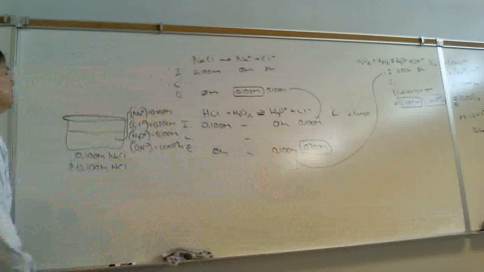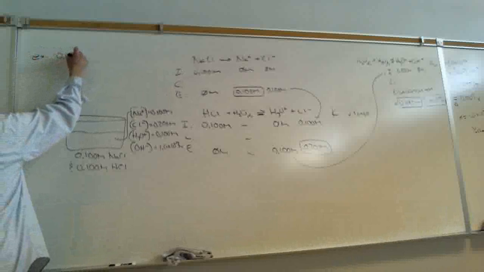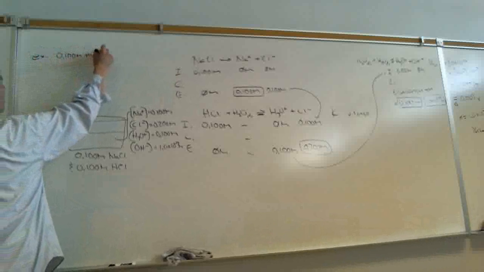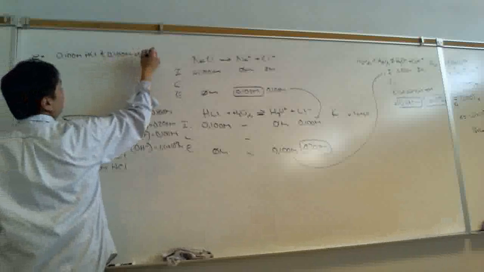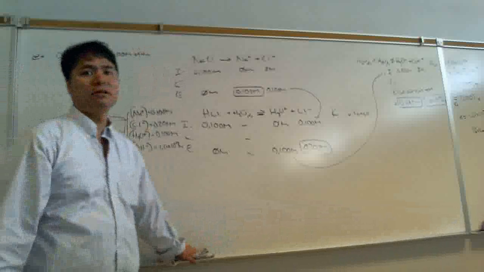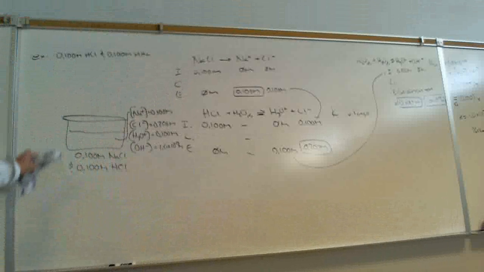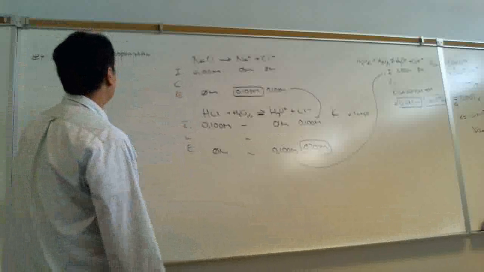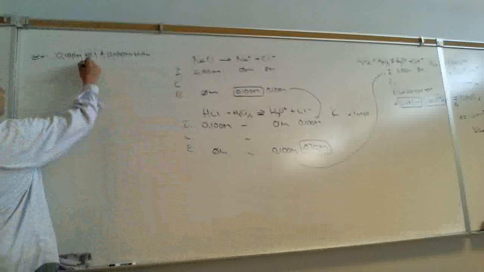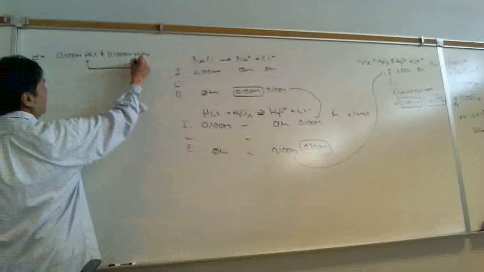But what about this common ion problem here? If I had a beaker that was labeled 0.100 molar HCl and at the same time 0.100 molar acetic acid, now I have a common ion problem again, but it's a little different this time, because the common ion here is going to be H plus or hydronium.